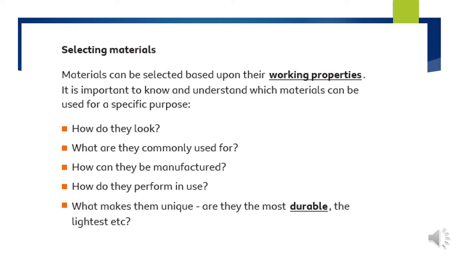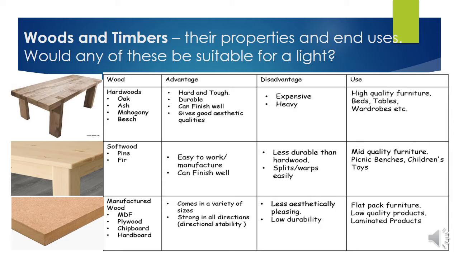How does the material look? Does it suit the look we're going for? What are they commonly used for and why? How can they be manufactured? You know, are they easily cut? Are they really, really hard to cut through? Some metals are really, really tough to manufacture, so it would limit their use. What do they do whilst they're being used? Are they strong? Are they durable? All kinds of things we have to think about when we're looking at materials.